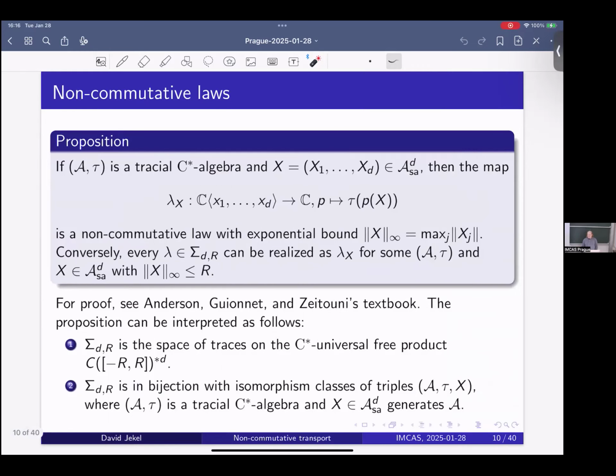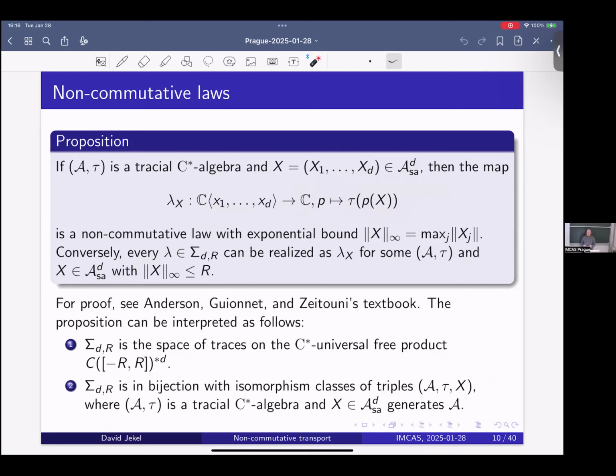Right, and the fact is that anything satisfying those properties, this exponential boundedness, will actually come from some operators in some tracial von Neumann algebra, or even a C-star algebra, if you like. So if you have a C-star algebra and some self-adjoint tuple, then you obtain this linear functional by just mapping each polynomial to the trace of its evaluation on X. And then conversely, if you have something like this, then you can construct such a C-star algebra.